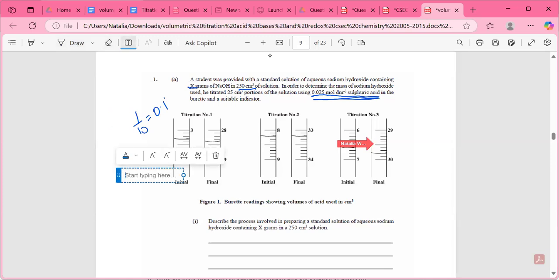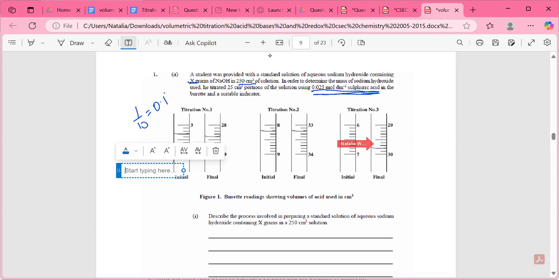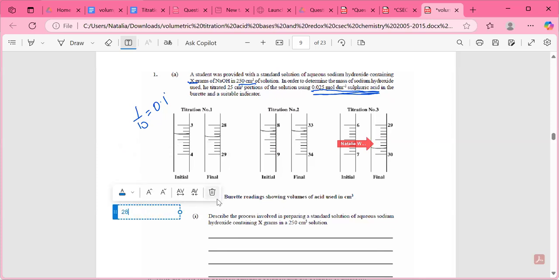So my final titration reading for titration number 1, can somebody read it for me? 28 point what? 28.4. And the initial is 3.3. All right. For titration number 2, what was the final reading? 33.2. And the initial is 8.2.